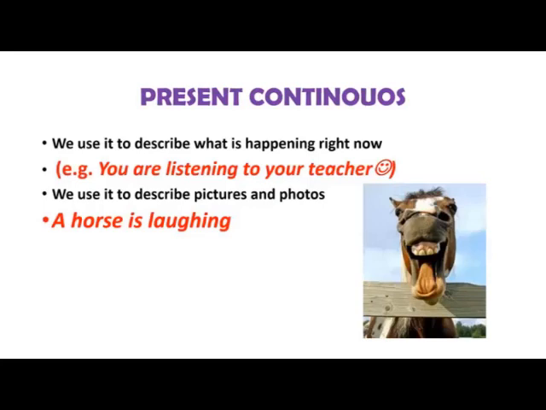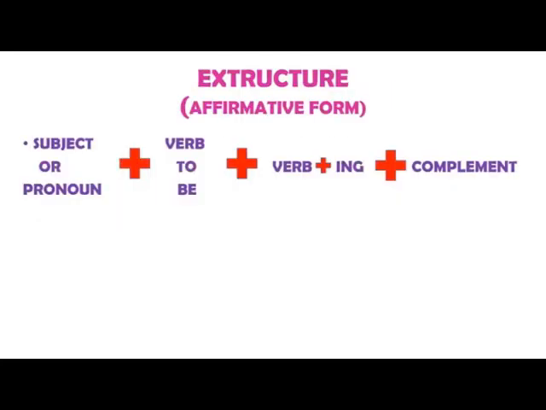Now, when you want to create sentences in the present continuous, you have to learn the grammar structure. Cuando tú quieres hacer una oración con el presente continuo, tenemos que aprender primero la estructura gramatical. Veamos, let's go. Structure, affirmative form. First is the subject or pronoun, plus the verb to be, plus the verb with ing, plus the complement.